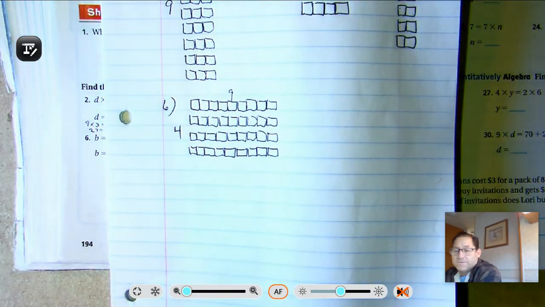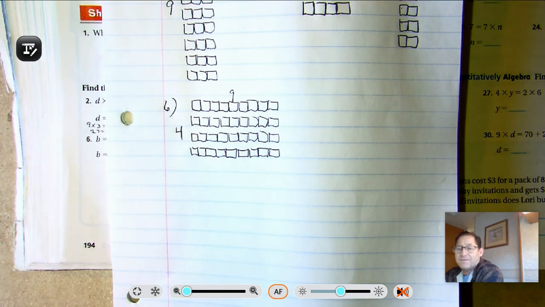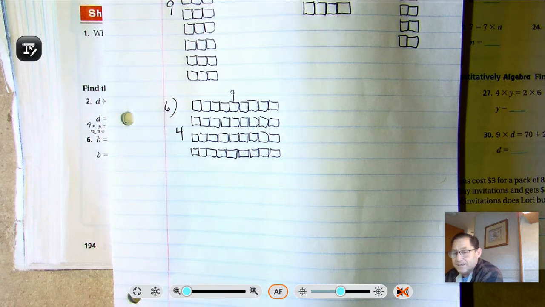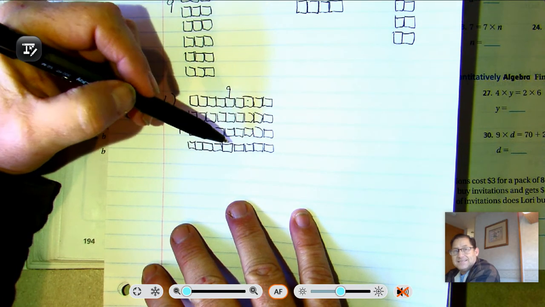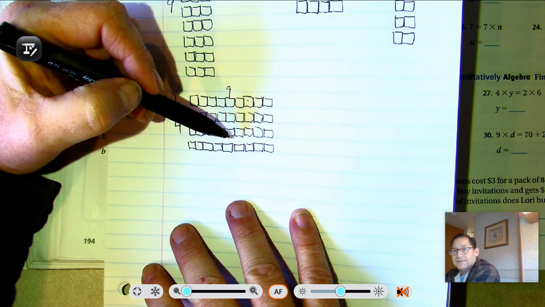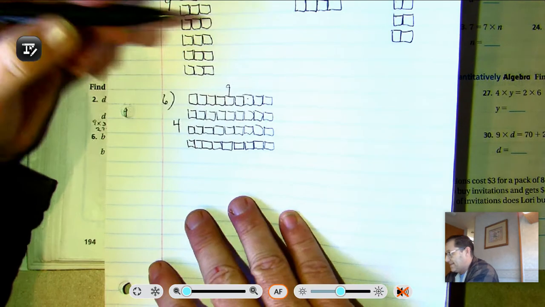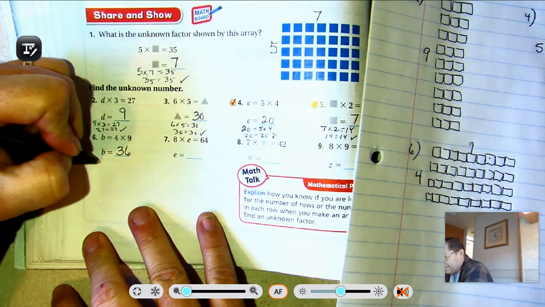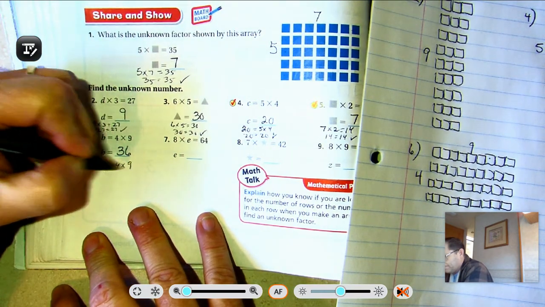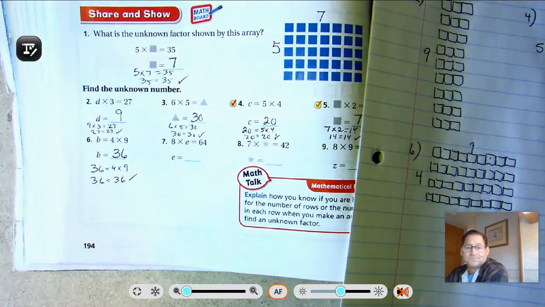Okay, so I have 4 rows of 9. Okay, now I've got that drawn. Now I have to add them, right? Huh, I guess I should have just known what 4 times 9 is. 9 and 9 is 18. 18 and 9 is 27. 27 and 9 is 36. Okay, so 4 times 9 is 36, which makes that a true equation.